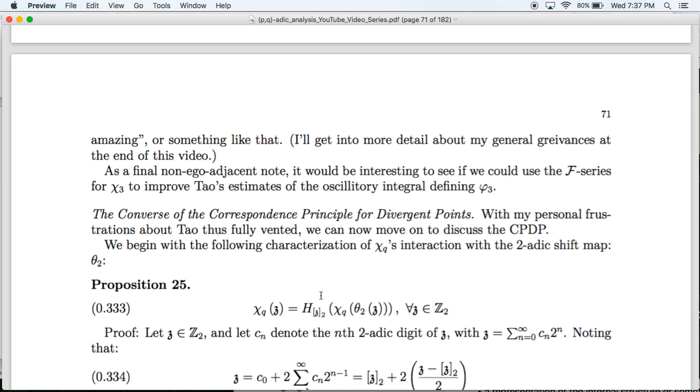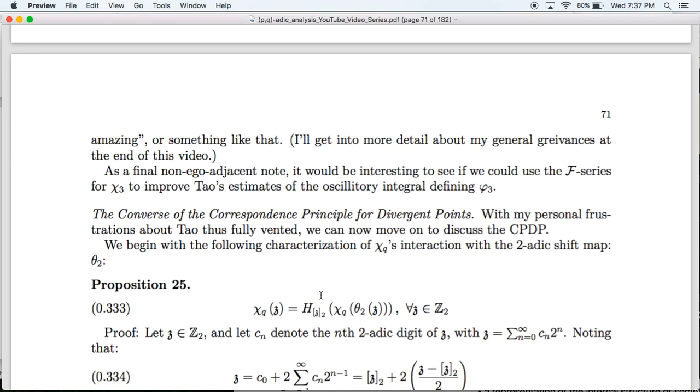And yeah, so now we have our second horizon, which is the converse of the correspondence principle for divergent points. So with my personal frustrations about Tao thus fully vented, we can now move on to discuss the CPDP. Also, Terry, if you're watching this, thank you so much. And also, you're great. Keep being great, etc.